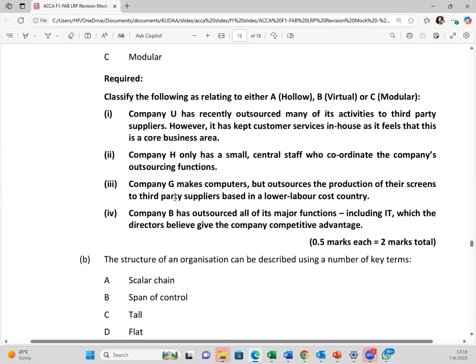Company U has recently outsourced many of its activities to third-party suppliers. However, it has kept customer service in-house as it feels this is a core business area. So what can we say about item 1? Does that indicate a hollow structure, virtual structure, or modular? I'm saying A. Others, what are you saying?